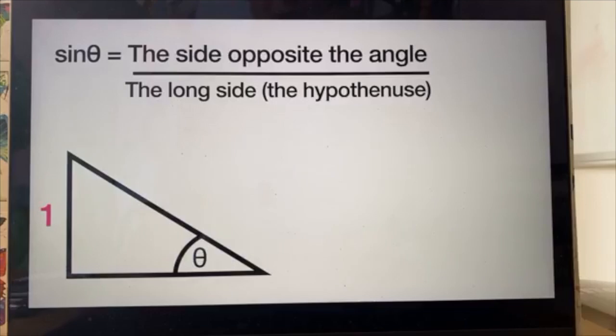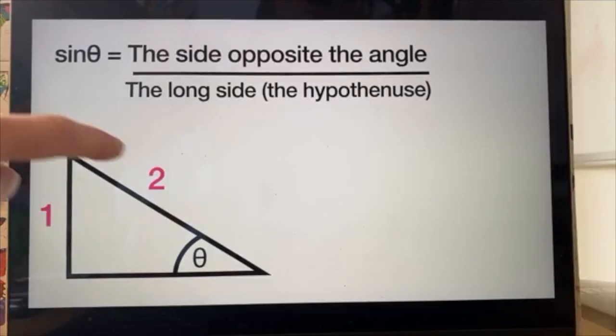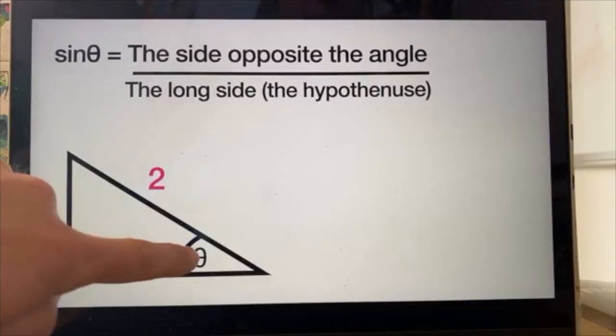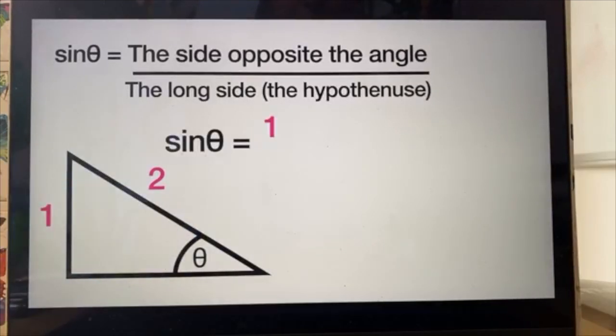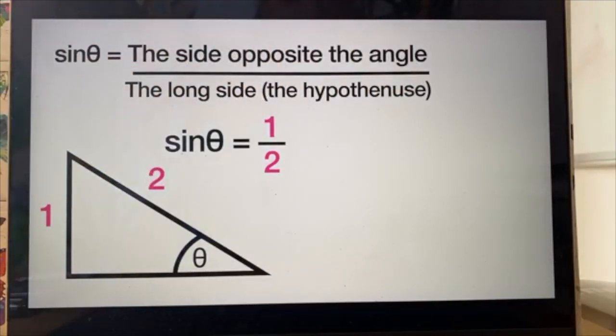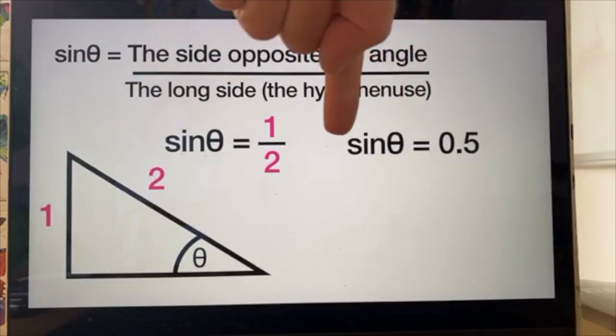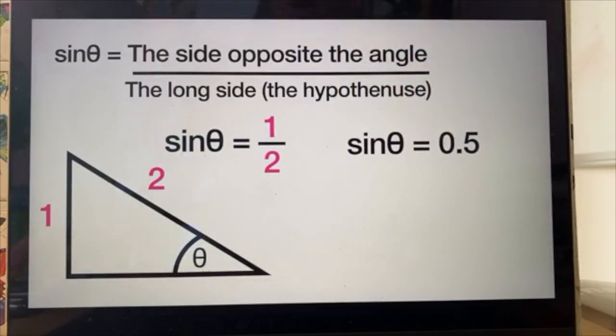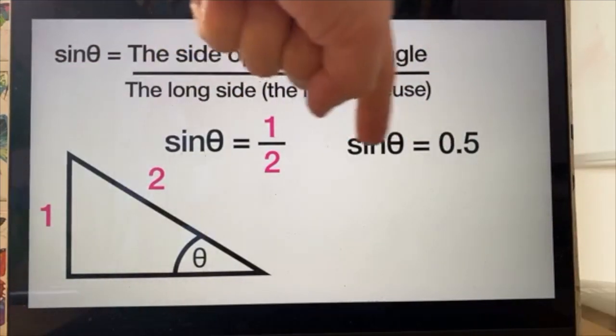So if we had something that looked like this, the opposite side is 1 and the long side is 2, you'd say, all right, the sine of theta equals 1 divided by 2, the opposite divided by the hypotenuse, 1 divided by 2. And you would get a number, right? So now the sine of theta equals 0.5. But you need theta, not sine theta.